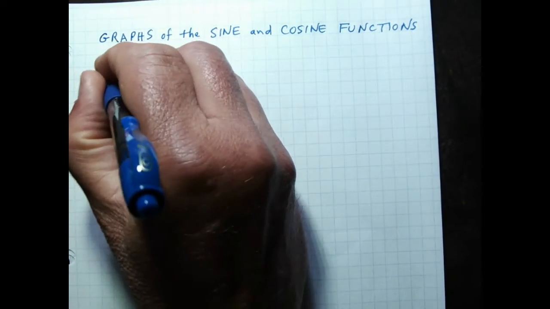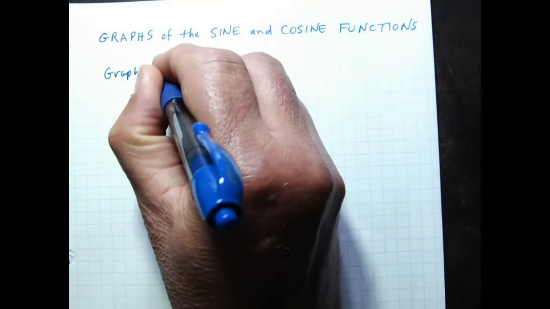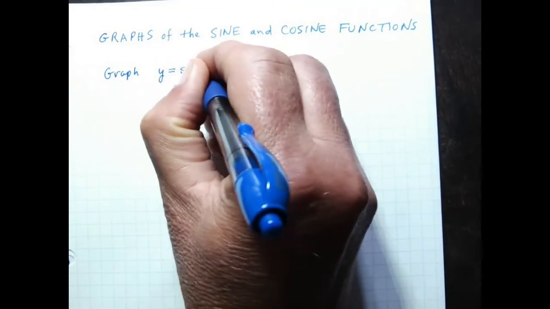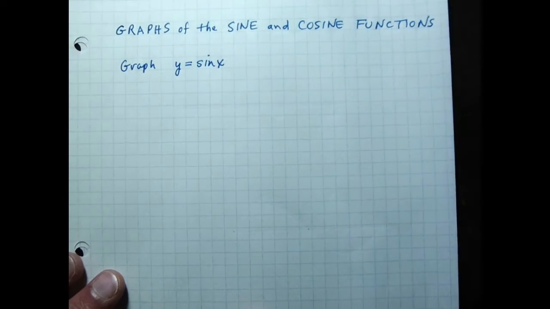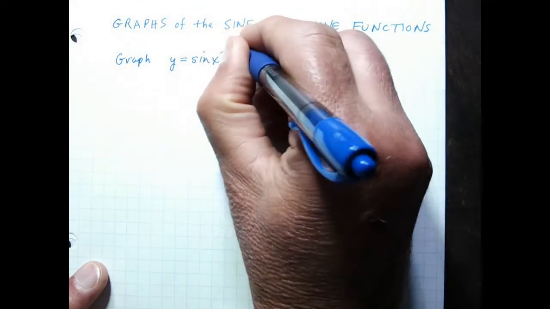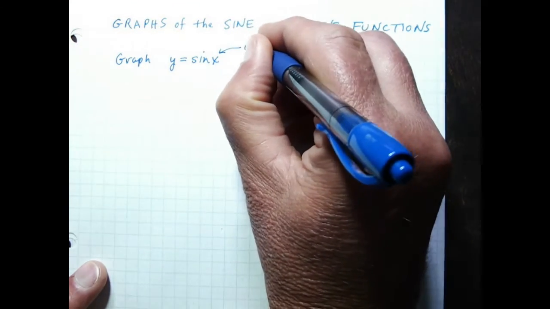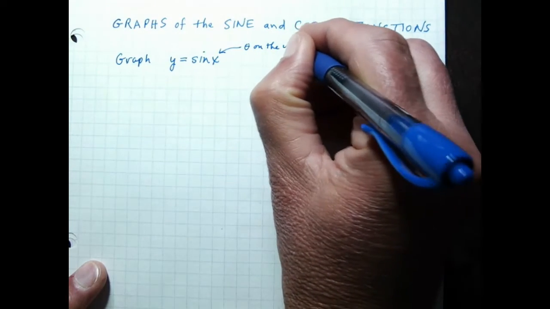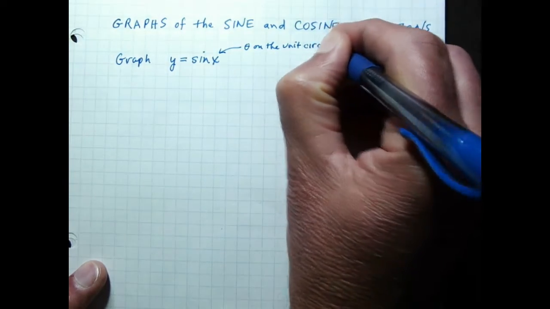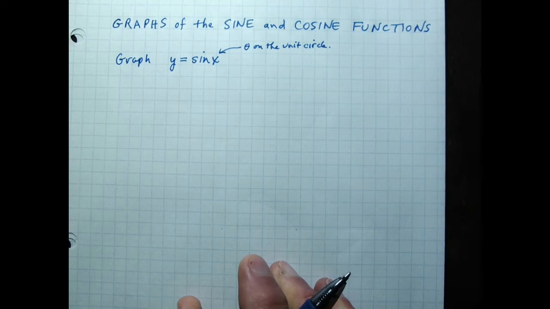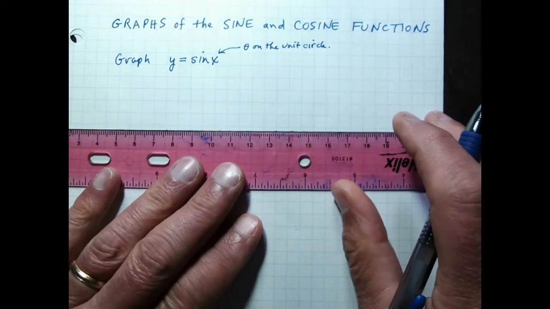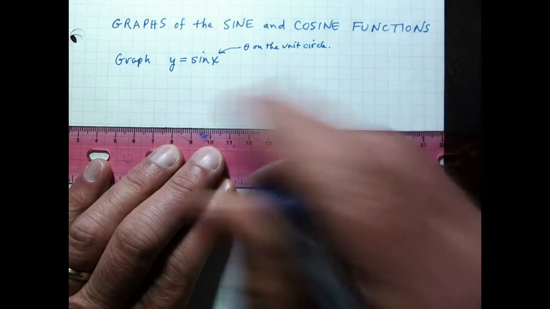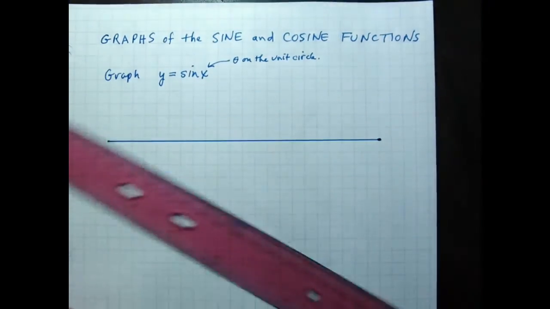So we're going to graph first y equals sine x. We're going to call the input x and the output y. What we're calling x here is theta on the unit circle, but we're going to leave that behind. In fact, eventually we're going to find out x doesn't even have to be an angle. And so I'm going to set up axes. Using graph paper is nice.